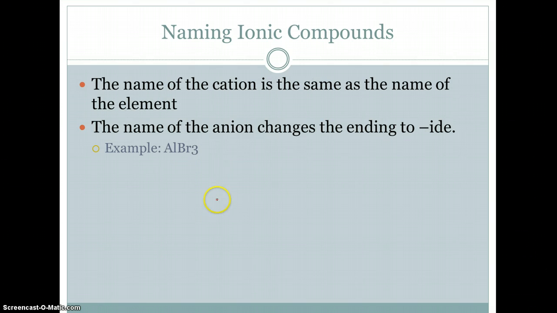When you're naming ionic compounds, the name of the cation is the same as the element. The name of the anion changes its ending to IDE. So for a compound like AlBr3, we would name it aluminum bromide, changing that ending to IDE.